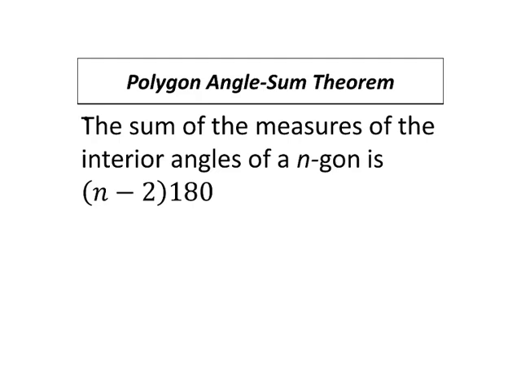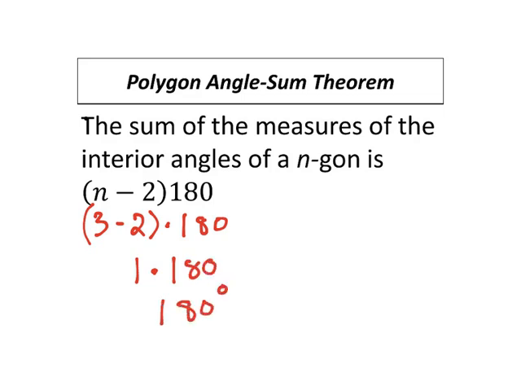So for a triangle, I'll work this out for you. There are 3 sides in a triangle, so (3 minus 2) times 180. That's 1 times 180 degrees. That's for a triangle. You can work this out for any number of sides.